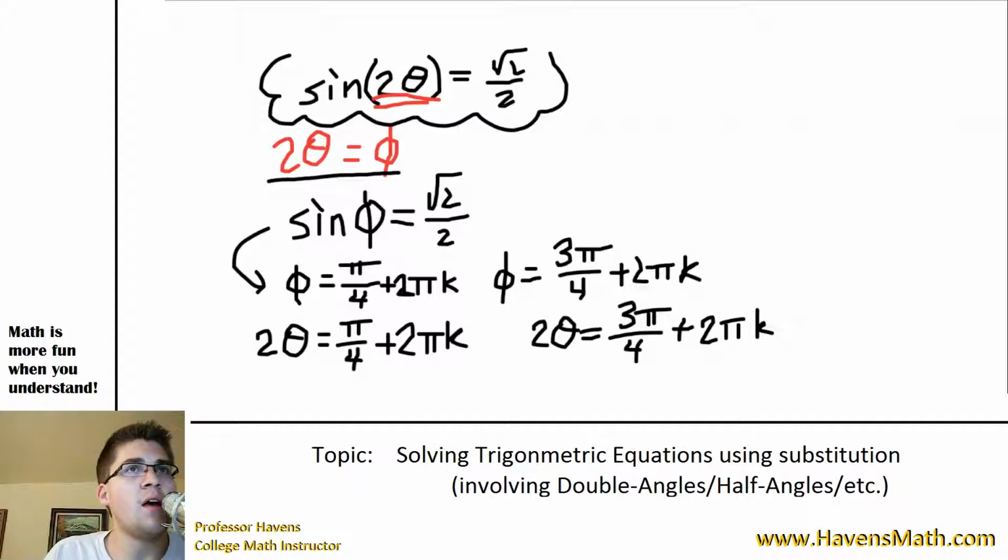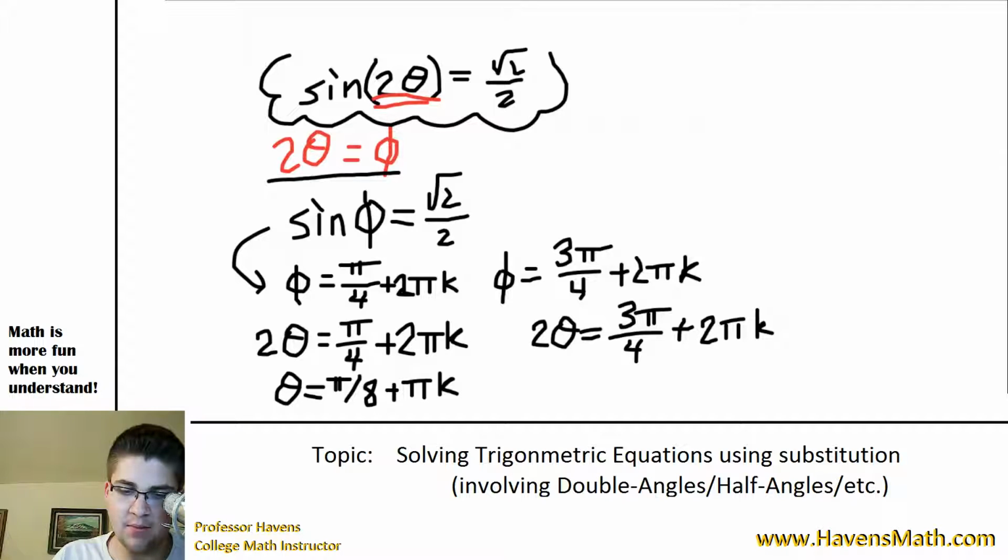As you might guess, to solve this equation for theta, all we need to do is divide both sides by 2. Since we have 2 times theta equal to this stuff, we divide by 2, and that gets us to theta. So we need to make sure to divide every term by 2. Pi over 4 divided by 2 makes pi over 8, and 2 pi k divided by 2 is just pi k. So we get plus pi k, and this is one of our solutions.